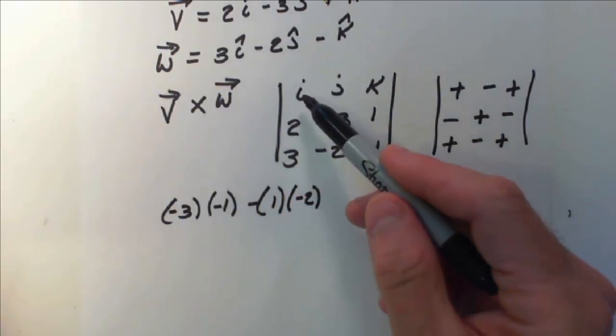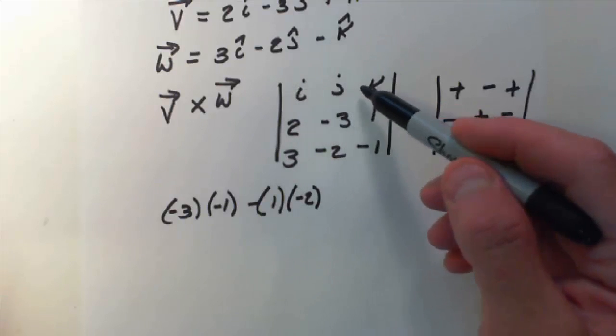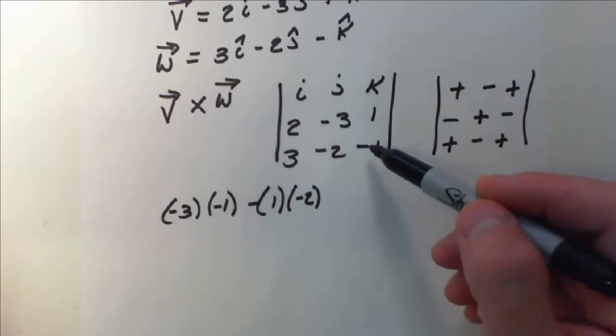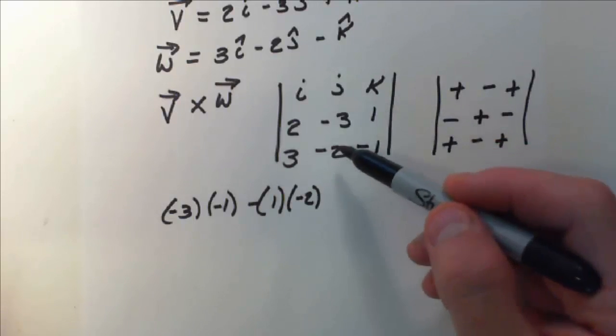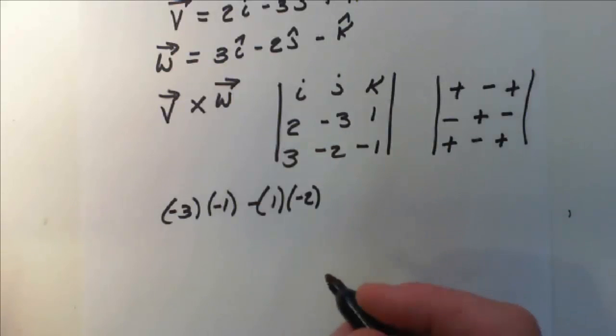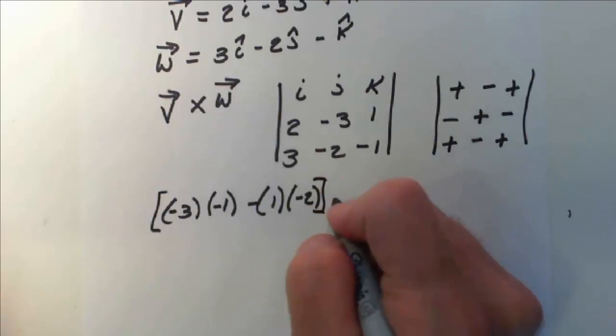So what I'm doing is I'm going to do the i. I'm not going to use this column, and I'm not going to use this row. So it's going to be negative 3 times negative 1 minus, going down this way, 1 times negative 2. Again, we're just following the rules of the determinants, and that part here will be my i.